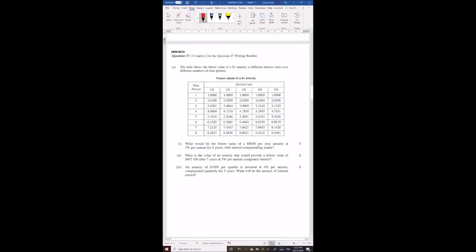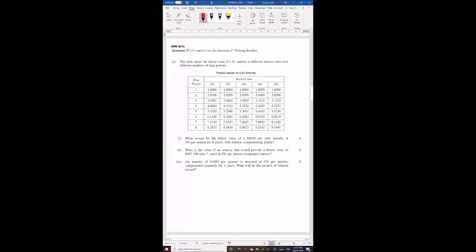Okay, our next question here. The table shows the future value of a $1 annuity. This is a future values table. In our first question, we want to find the future value of a $5,000 per year annuity at 3% per annum for 6 years with an interest rate compounded yearly. So we don't need to worry about doing anything with our rate or our time periods. We just need to find our 3% and our 6 years, and this is our interest rate factor.